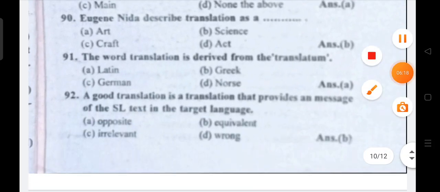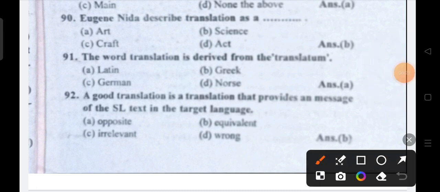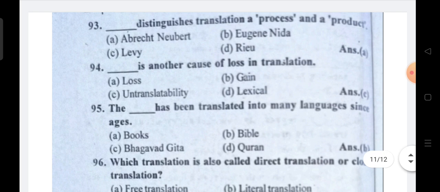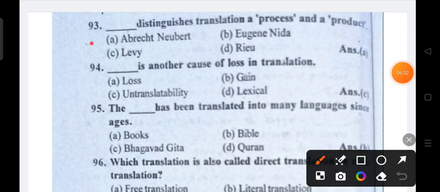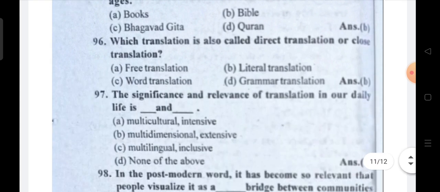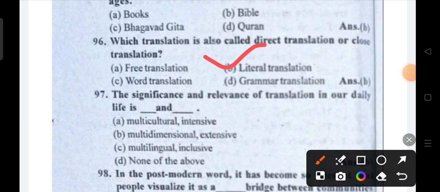Good translation is translating that provides a message of the SL text in the target language. The answer is B. Newmark distinguishes translation as a process and a product. Untranslatability is another cause of loss in translation. ये क्वेश्चन इम्पोर्टेंट है. The Bible has been translated into many languages since ages. Which translation is called direct translation or close translation? The answer is B, literal translation.